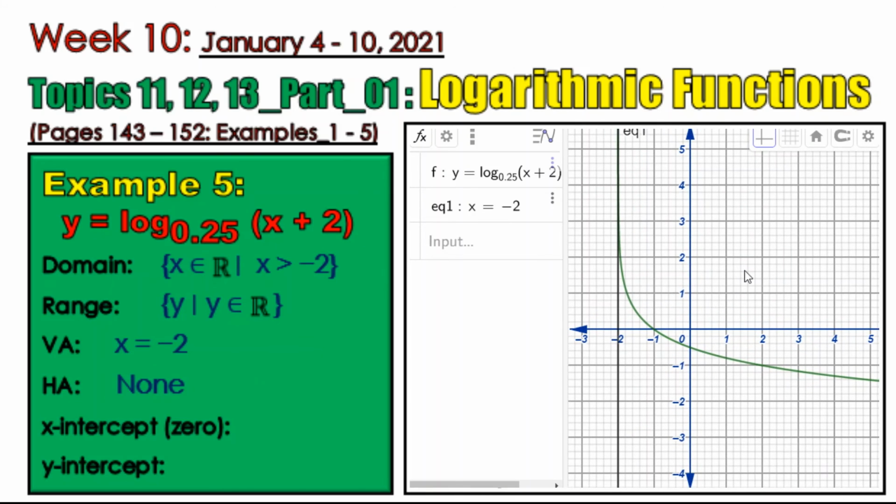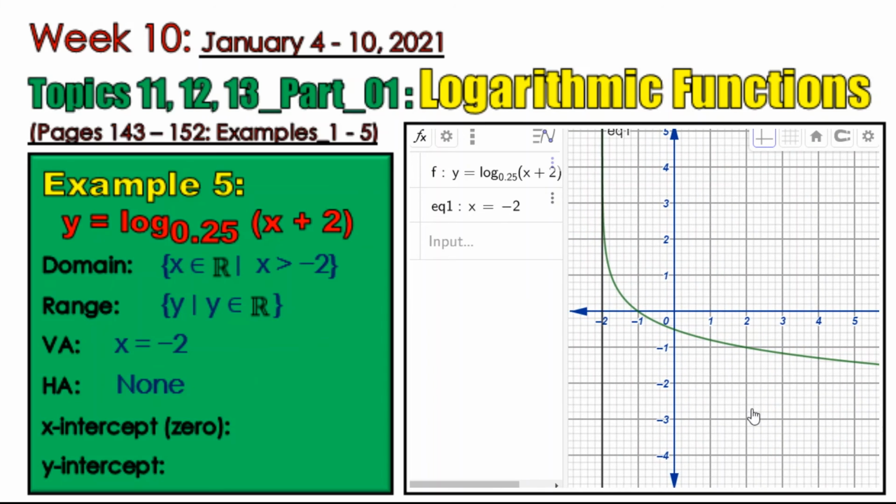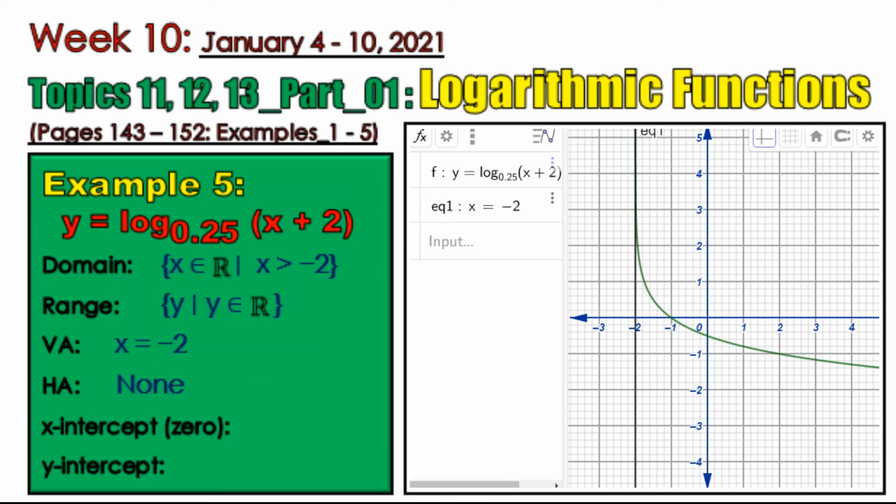How about the x-intercept or 0? So the graph intersects your x-axis at this point, we have -1, 0.